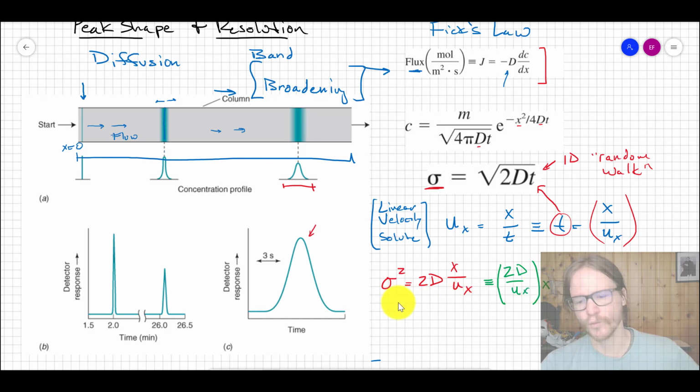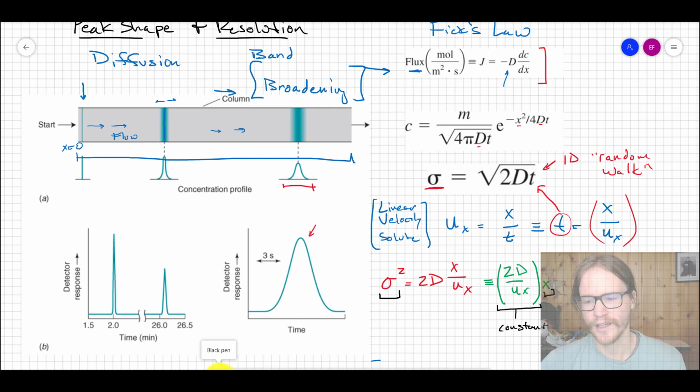And so what this really quick substitution allows us to do is think about the broadening, which the variance of the band is a proxy for. It's just the standard deviation squared of this band. The relationship between that and the distance traveled, x. And what you see here is that they're related linearly through this constant of proportionality, which is 2 times the diffusion constant divided by the velocity, the linear velocity in x. So what does that mean?